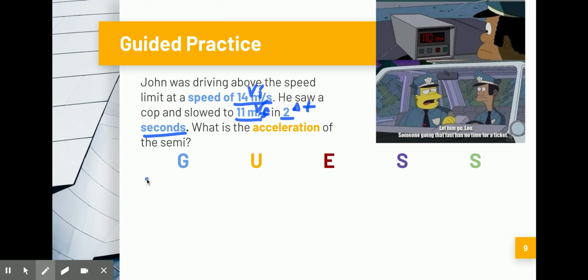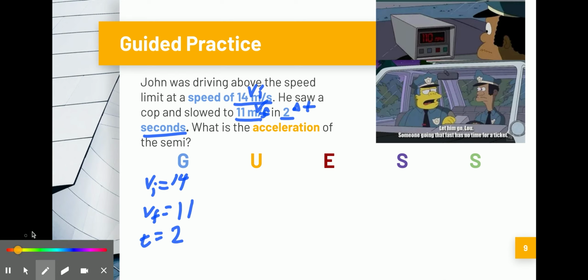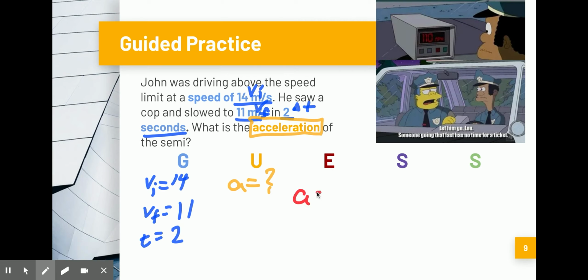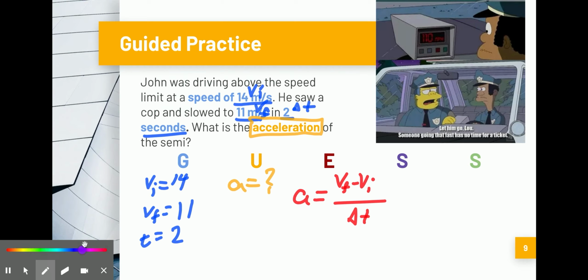So we can come down here and be like, yep, VI, yep, VF, yep, T, 2. Our acceleration, I always box it just because I like doing that to keep myself sane, is question mark. Again, we only know one formula for acceleration that has these 4 variables, and it's A is equal to VF minus VI divided by delta T. And then all we gotta do is plug numbers in and chug along.